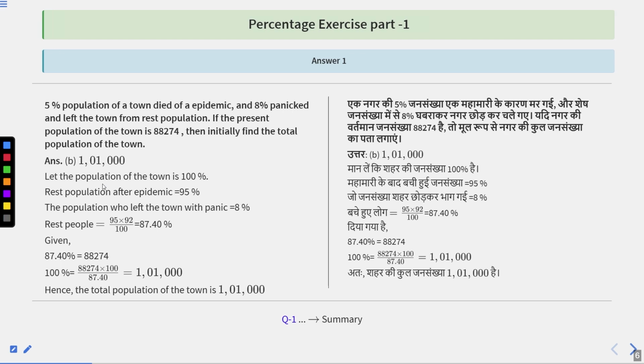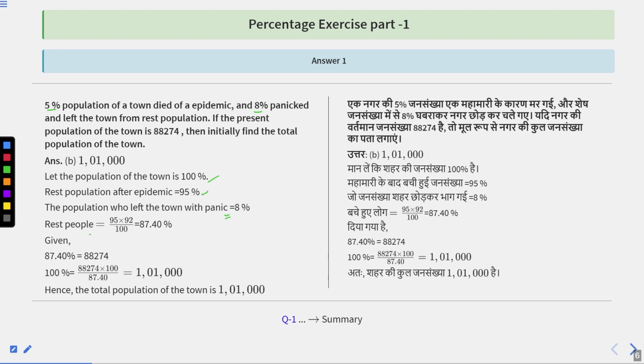Now, let the population of town be 100%, because everything in itself is always 100%, or you can say complete. So after 5% population of town died, the rest population will become 100 minus 5, that is 95%. And out of the remaining population, 8% panicked and left the town. So 8% of the population panicked and left.